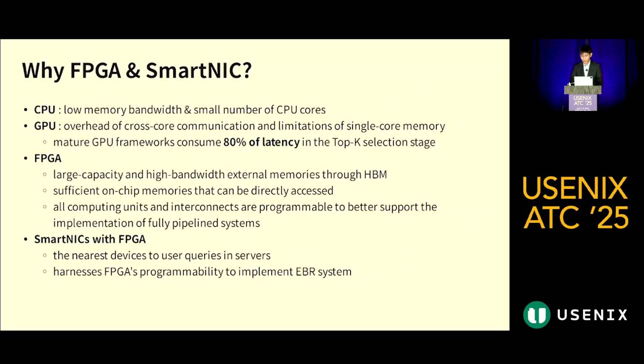So why should SNARY choose FPGA and SmartNICs? Because the CPU is too slow. For the GPU, the top K operation takes up 80% of the latency because of cross-core communication. Then there's the FPGA, which is perfect for EBR systems because it has high bandwidth memory, on-chip memory, and it's fully programmable. But why use a SmartNIC? Well, because it's the device closest to the user query in a server. Offloading the retrieval task from the CPU or GPU to the SmartNIC can reduce the end-to-end latency.